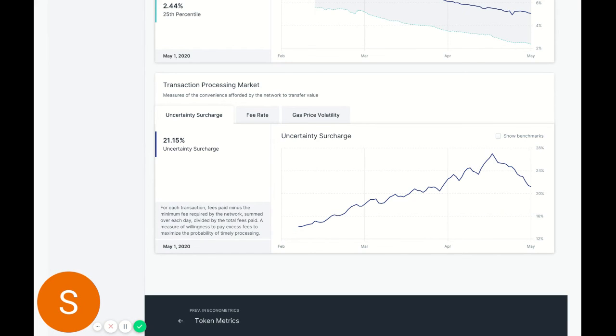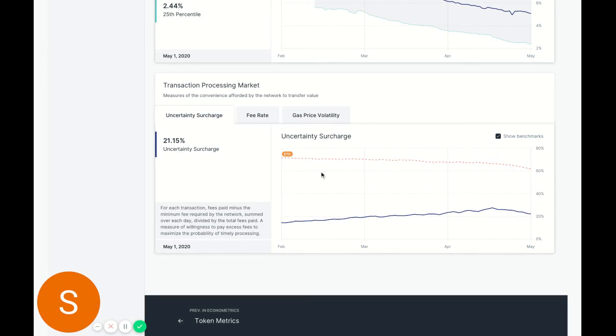You might ask, how does the OAN's uncertainty surcharge compare to other platforms? For this, you can click on Show Benchmarks, and you can see the uncertainty surcharge for Ethereum, which is up here. And so you might ask, is 25% a competitive uncertainty surcharge or not? Compared to Ethereum, it's actually extremely low. So this indicates that overall, users have a pretty good idea of what is the going rate for transaction fees and are able to adapt to market conditions. And this is something that the OAN team is continually looking to improve through education and clearer pricing mechanisms.